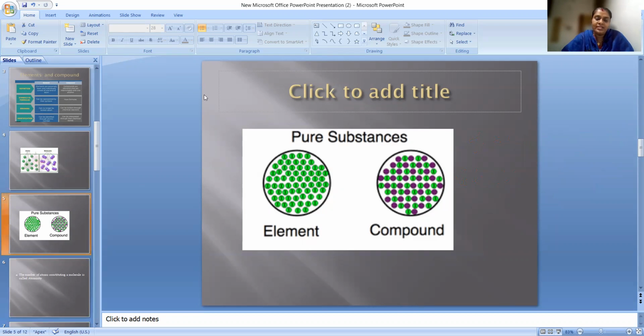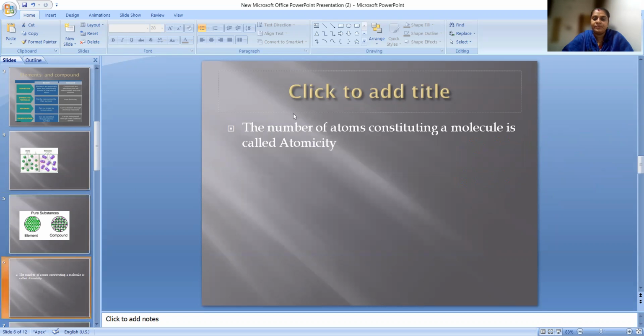And now let us see another term that is called atomicity. What is atomicity? Very easy. Atomicity means the number of atoms present in a molecule. If I'm writing Cl2, if I ask how many atoms are present in a Cl2 molecule, you can easily tell 2. So 2 is the atomicity here. So let us see some examples of that.